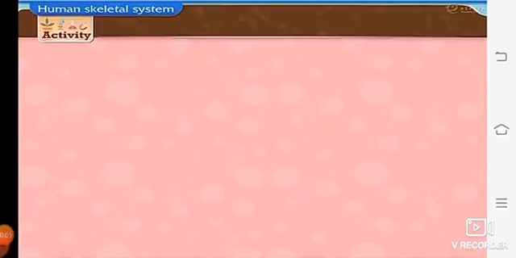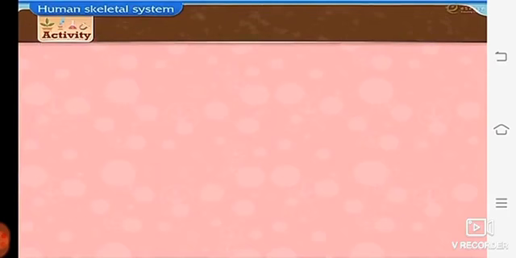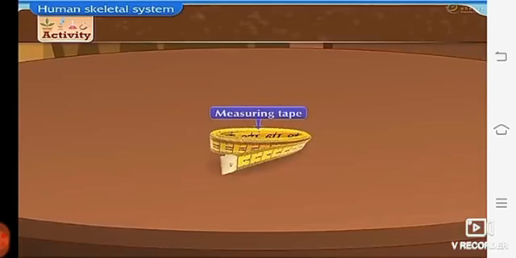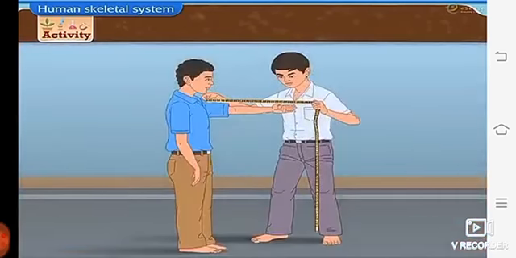So now we will perform one activity, and through that activity we will learn how the bones grow according to our age. Okay, so for this activity we require a measuring tape. With this we are going to measure the length of the bones of our arms and legs. First we are going to measure the length of the bones of ourselves, meaning you will measure yours.